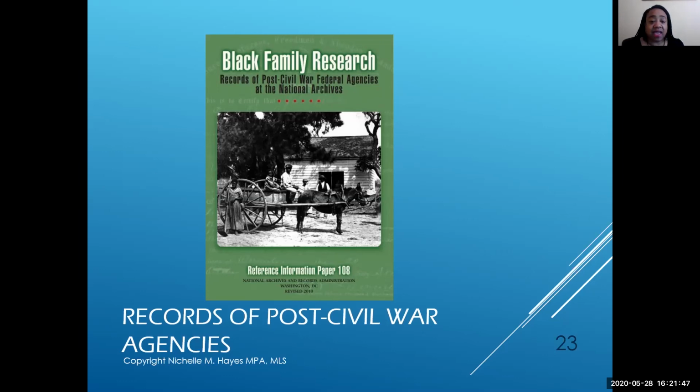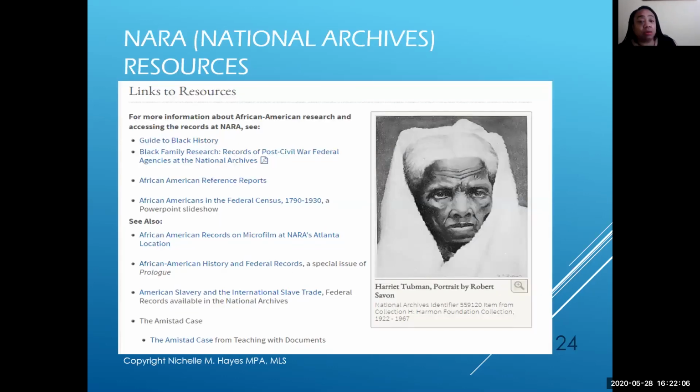And this is a booklet that you can request online if you go to the National Archives, NARA, and they also would probably have it in your local libraries. The reference information paper for this is 108. So here we have some additional resources from the National Archives. I won't read each one of those, but you can see those, and I'll give you a moment to look at them.